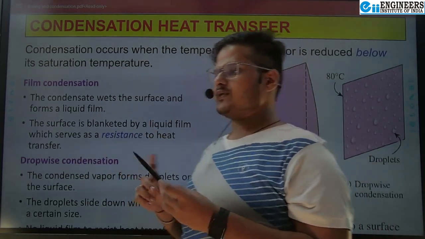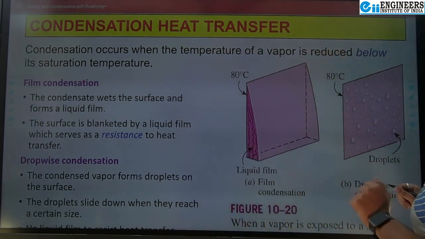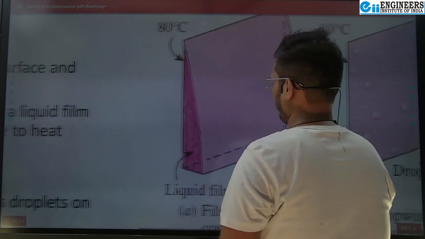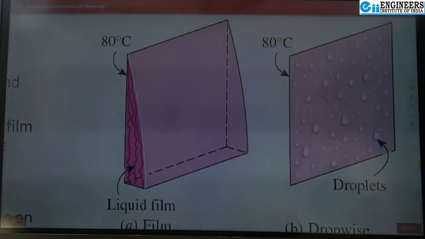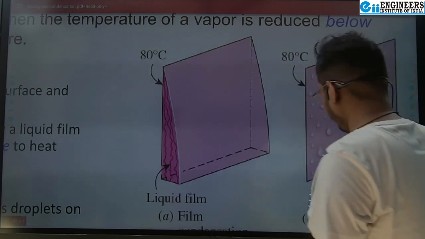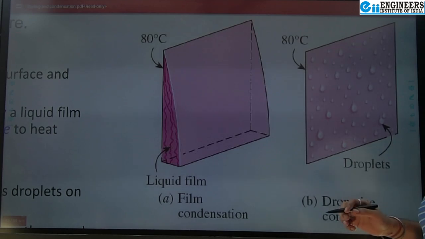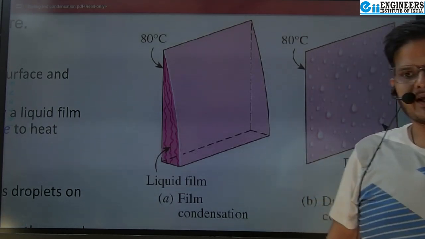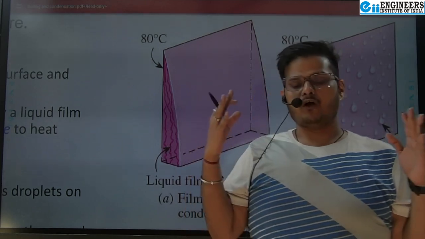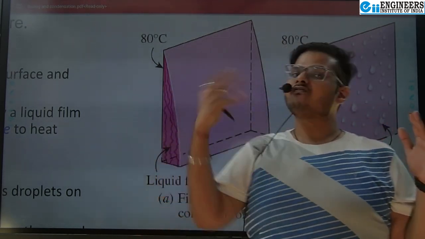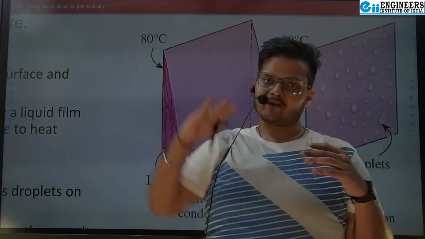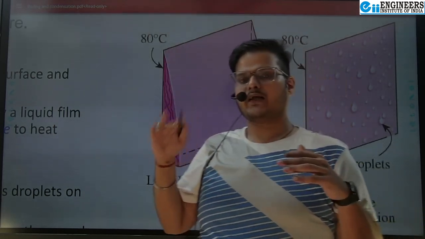So let's start with today's class of condensation heat transfer. Prior to starting with what condensation is and what it means, let's have a clear picture of the examples of condensation. If we remember what condensation is, we have discussed in the last class that if we take a fluid that is in its vapor phase, and we change its phase from vapor to liquid, the process is called condensation.